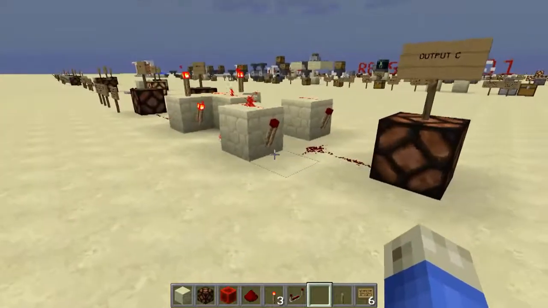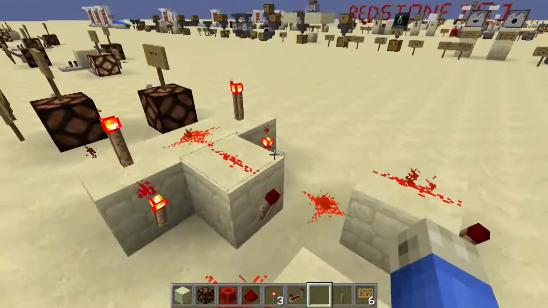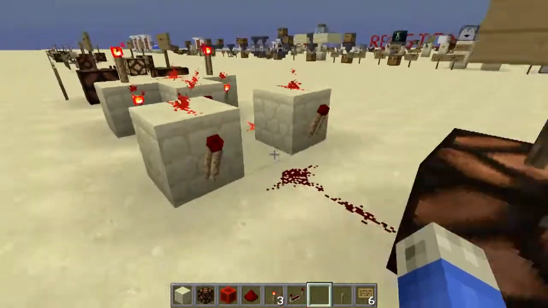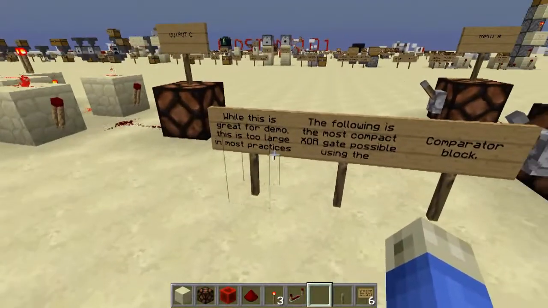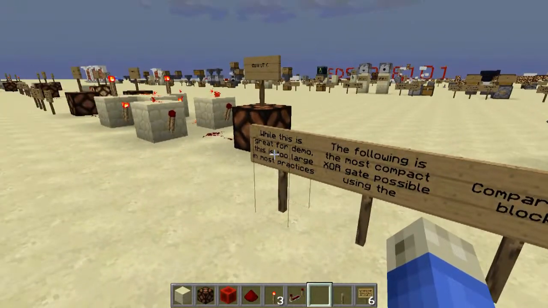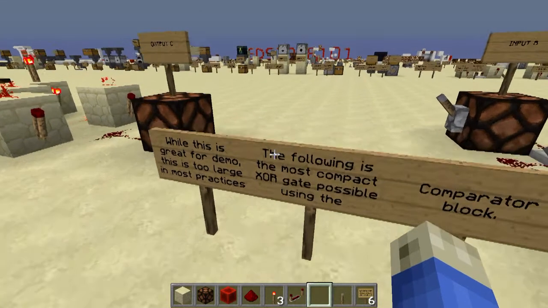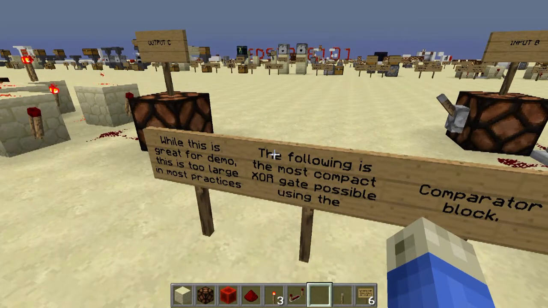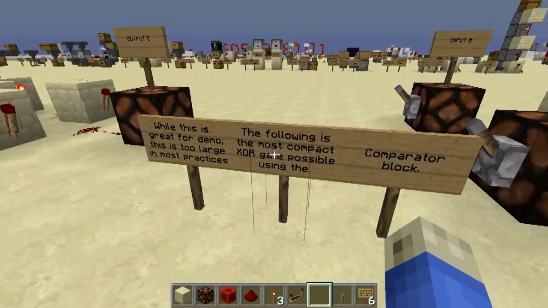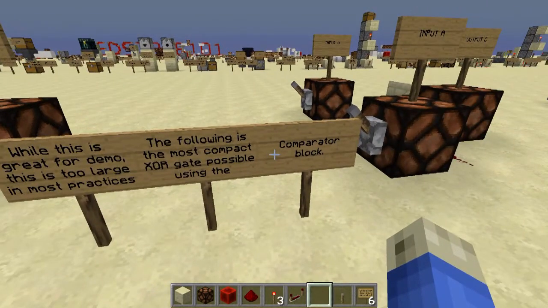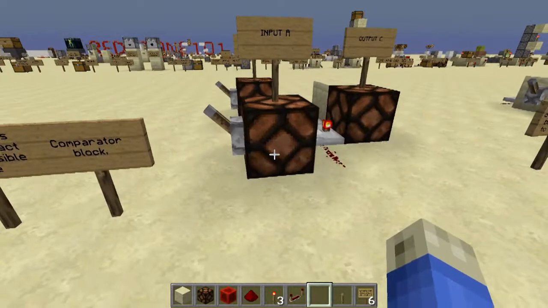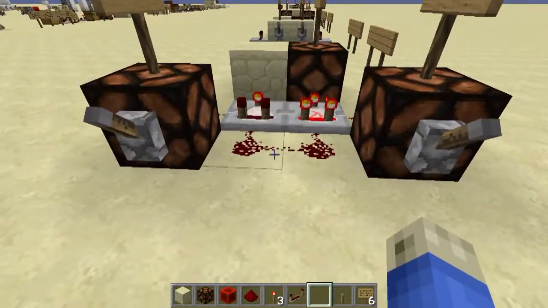Now, while this is great for the basic demonstration, oftentimes you may not have this much space to do a circuit. You may need to pack it in with a lot of other things, may be limited for space. So we can use some of our compact redstone blocks that Minecraft has provided, specifically the Comparator Block, to make a very compact Xor gate.